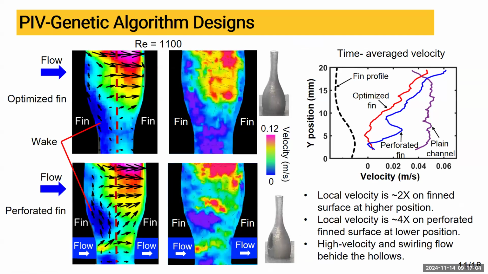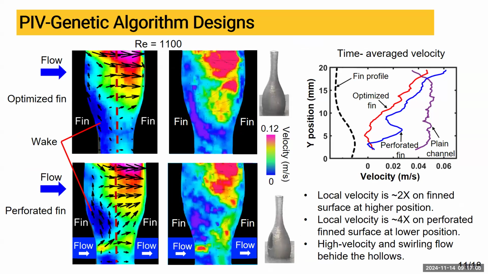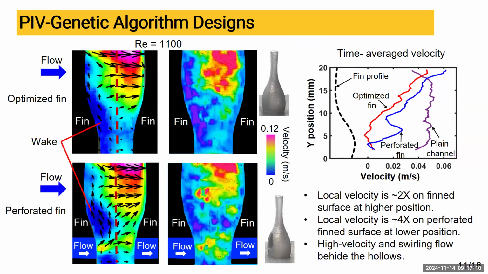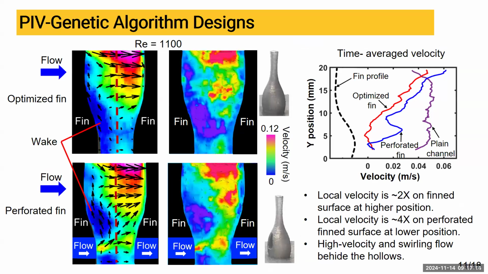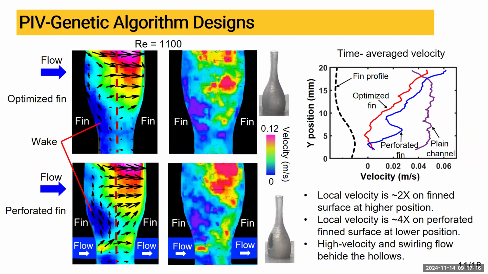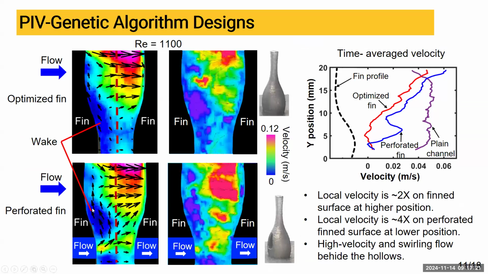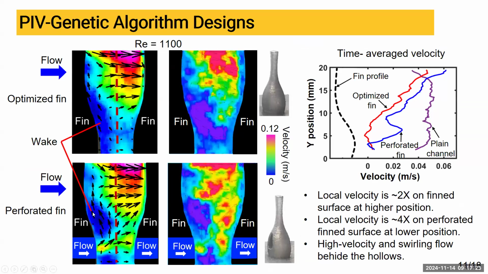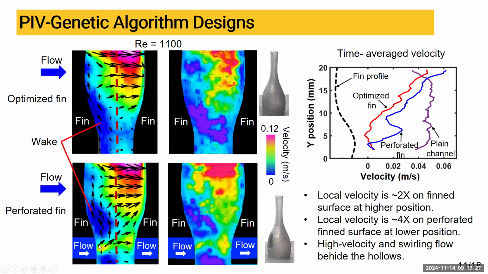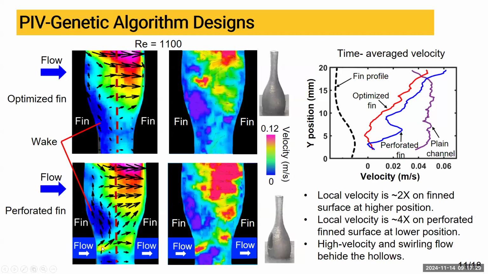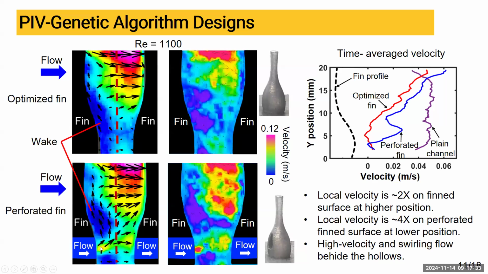First, let's talk about the flow patterns from the genetic algorithm designs. The top figure is the optimized fin, and the bottom figure is the perforated fin. What we first noticed here is the wake region behind the fin. In the bifurcated fin, this wake is disrupted as the bifurcated fin introduces high velocity flow passing through this wake. So it helps to reduce the size of the wake.